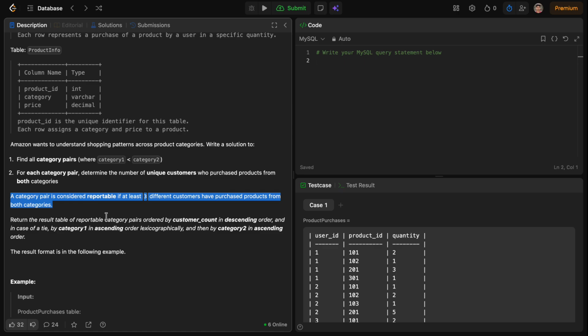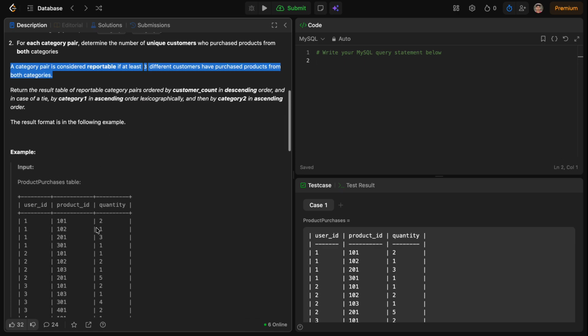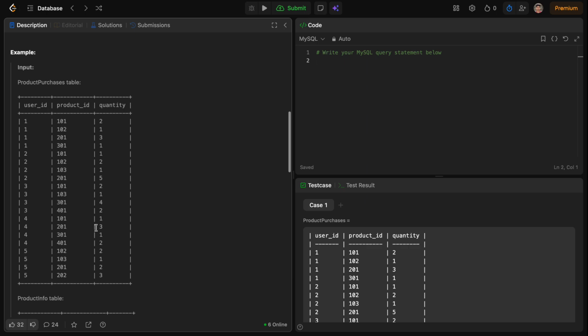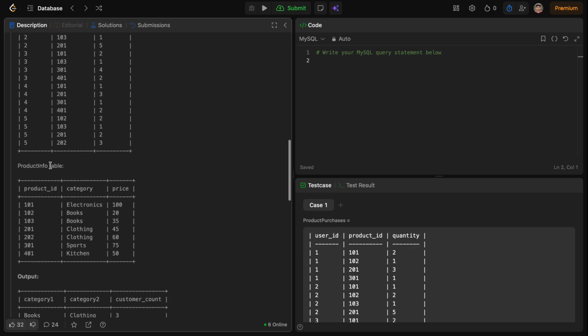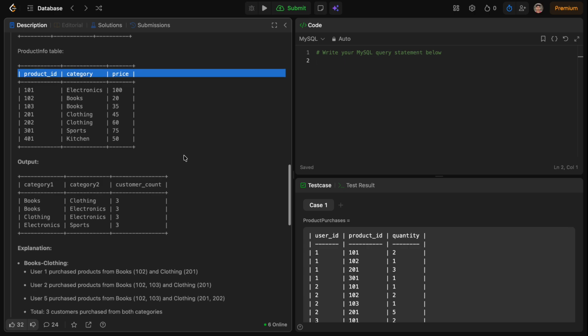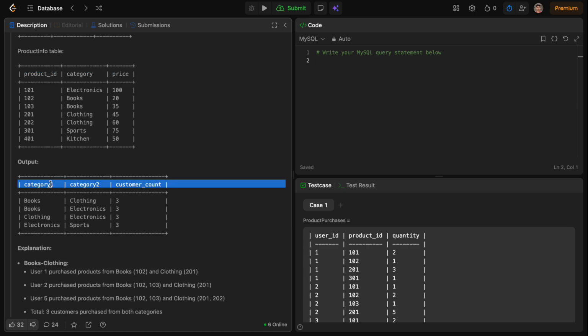So the customers will be different and unique, at least 3. There is also an order by condition, which we will see later. Let's look at the test case. In the input table, product purchases, we have user ID, product ID and quantity, showing which user bought which product at what quantity. In the product info table, we have the product ID, the category the product belongs to, and the price. The output they want is category 1, category 2 and customer count.